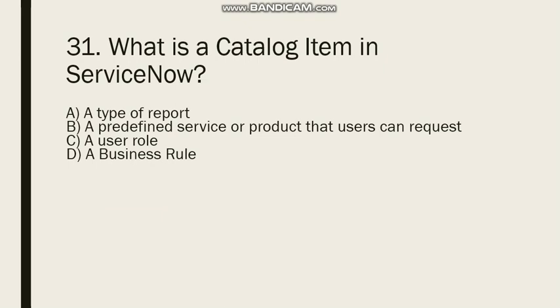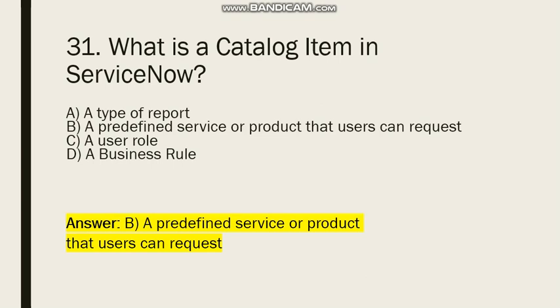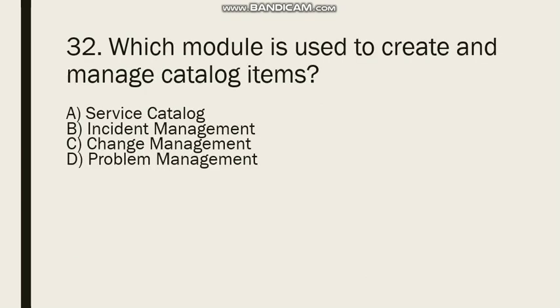31. What is a catalog item in ServiceNow? A. A type of report. B. A predefined service or product that users can request. C. A user role. D. A business rule. Answer. B. A predefined service or product that users can request.